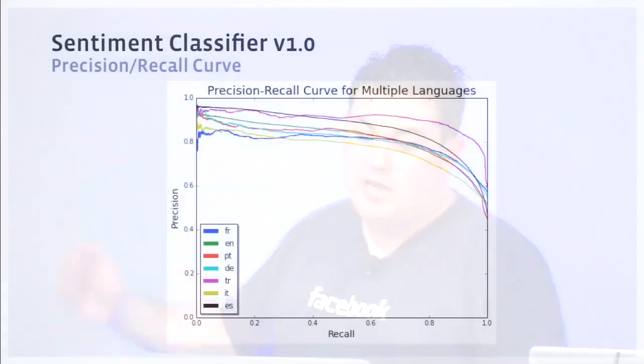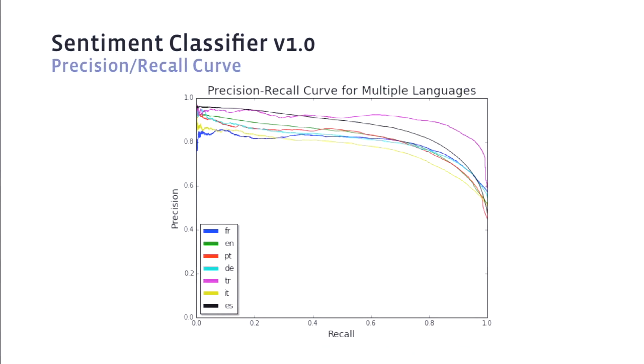Also, the precision recall curve is another thing to look at. I won't say too much about this, except that the ideal case is where you have a horizontal line at precision equals 1.0. So this is pretty good.